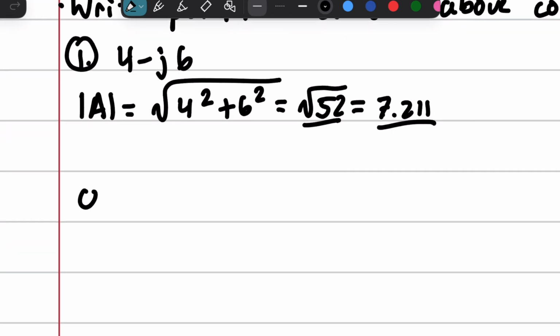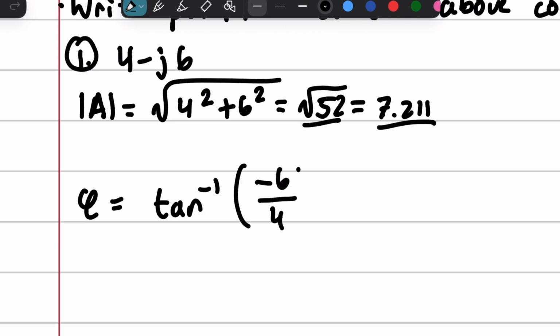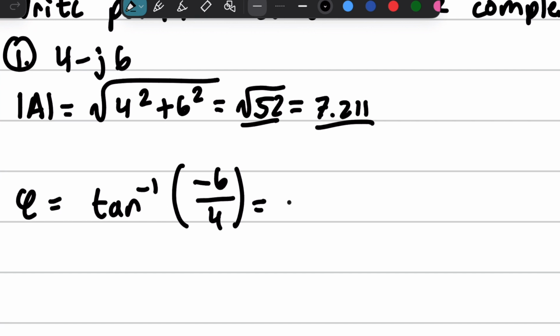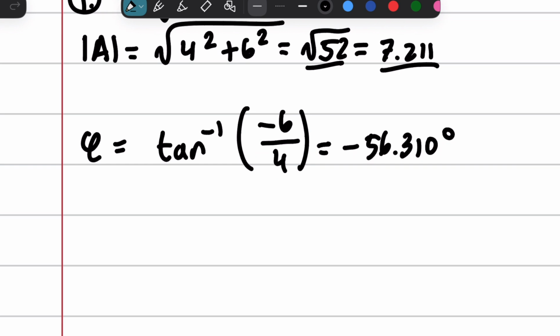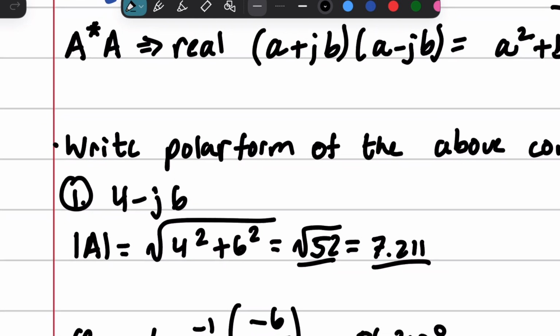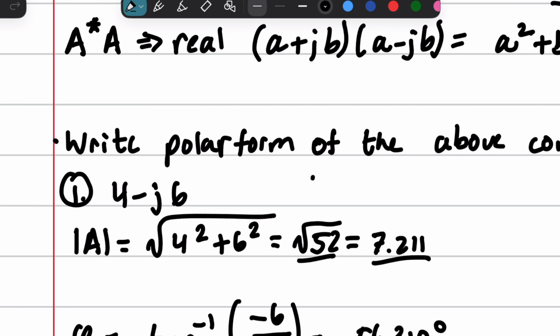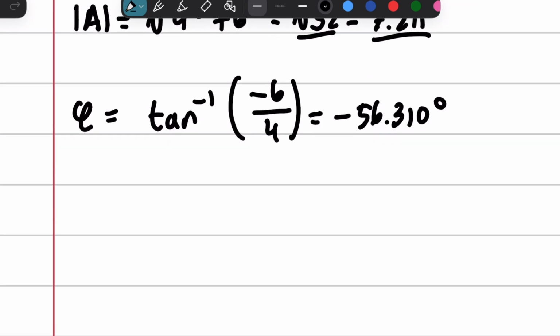Now we're going to find the phi, okay? So we're going to say the tangent inverse of B over A, and B in this case is negative 6, over 4, and that is going to equal negative 56.310 degrees, okay? And we know that this is in the 4th quadrant because we have the negative y value right here, so it's going to look something like that, okay?